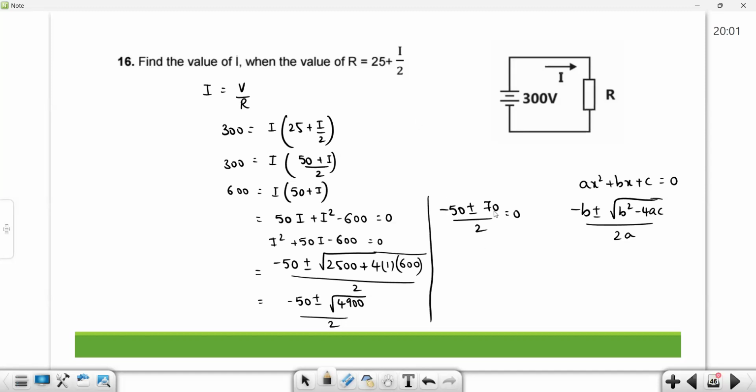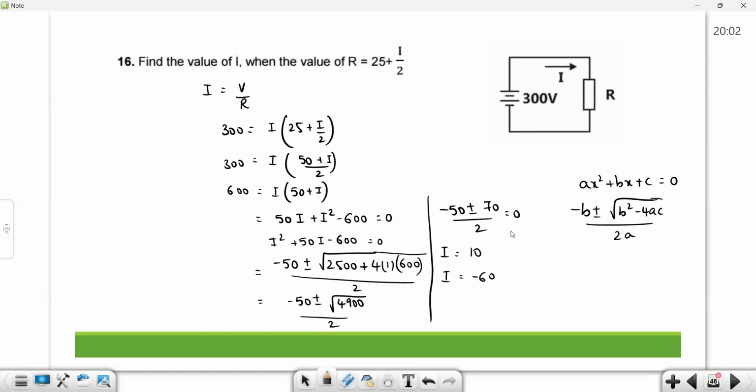Then here, what will you get? You will be getting minus 50 plus 70 if you take, then it will be plus 20 by 2. It will be equal to 10. That will be one value. I is equal to 10. Then the other one will be minus 50 minus 70 by 2, minus 120 by 2, which is equal to minus 60.